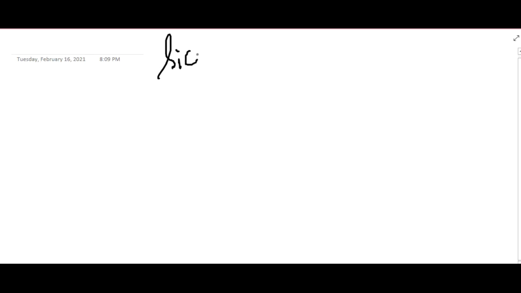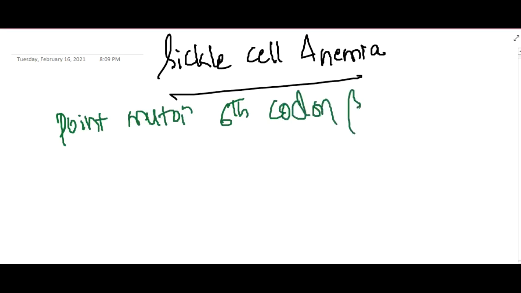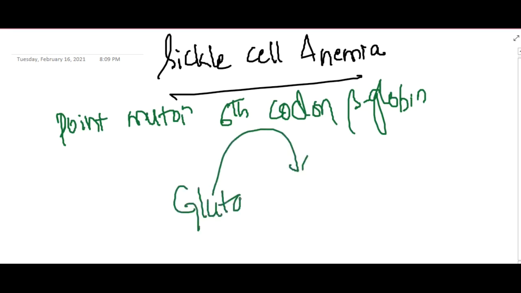Hello friends, let us now learn some important points about sickle cell anemia. In sickle cell anemia, there is a point mutation of the sixth codon on the beta globin. Because of this point mutation, there is replacement of glutamic acid with valine.